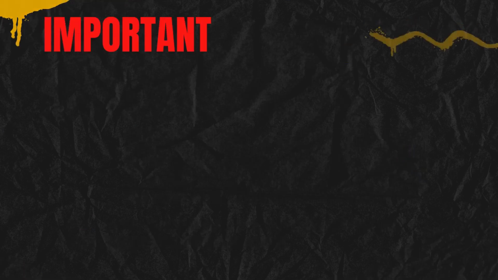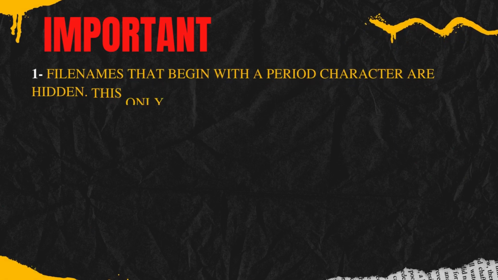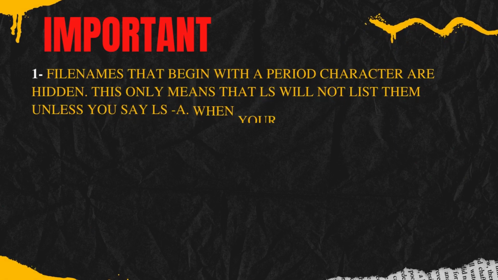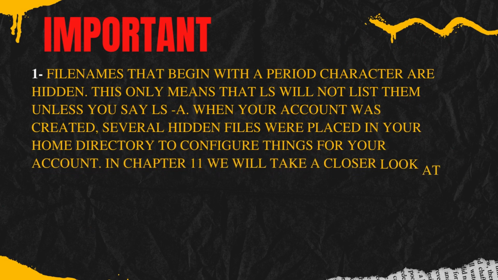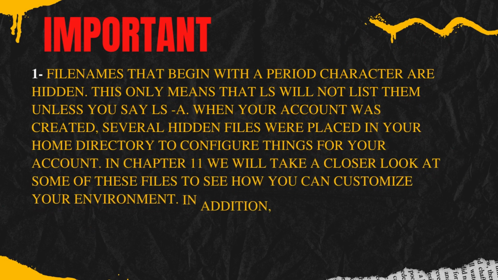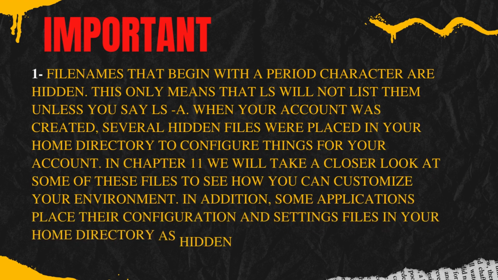File names that begin with a period character are hidden. This only means that ls will not list them unless you say ls -a. When your account was created, several hidden files were placed in your home directory to configure things for your account. In Chapter 11 we will take a closer look at some of these files to see how you can customize your environment. In addition, some applications place their configuration and settings files in your home directory as hidden files.